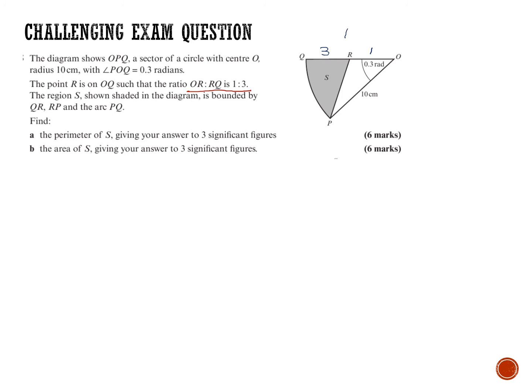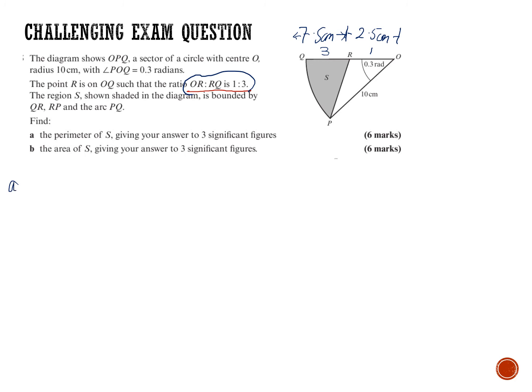So this bit here then, 1/4 of it is going to be 2.5 centimetres up to here. And then this bit, 3/4 of it is going to be 7.5 centimetres. So we can make use of those in our calculation. So that's using the bit of information that's in the question. That shows you how important it is to read the question carefully.